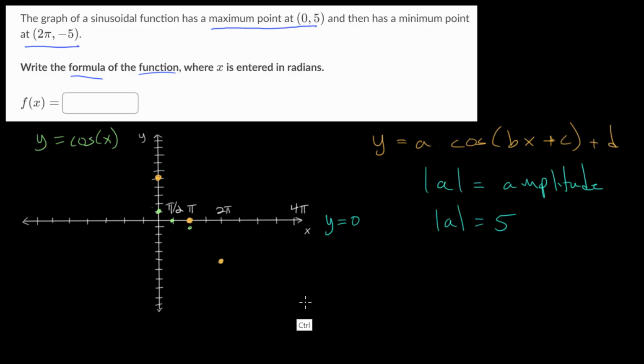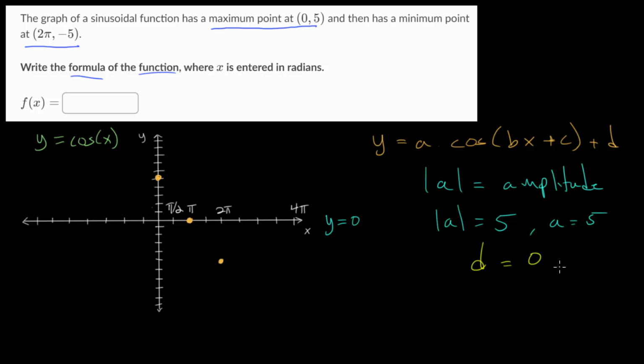So a is actually a positive number, and we can determine that a would just be 5. Now, d affects the vertical shifting, and in this case, the midline is still 0, which is the midline of our parent function. So it doesn't look like we shifted this up or down at all, and we can conclude that d is equal to 0.